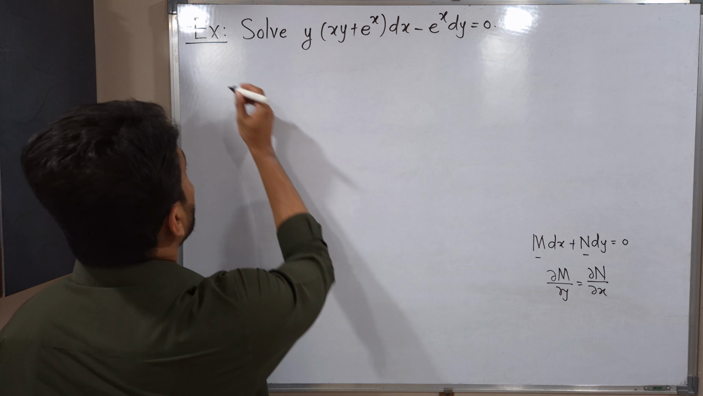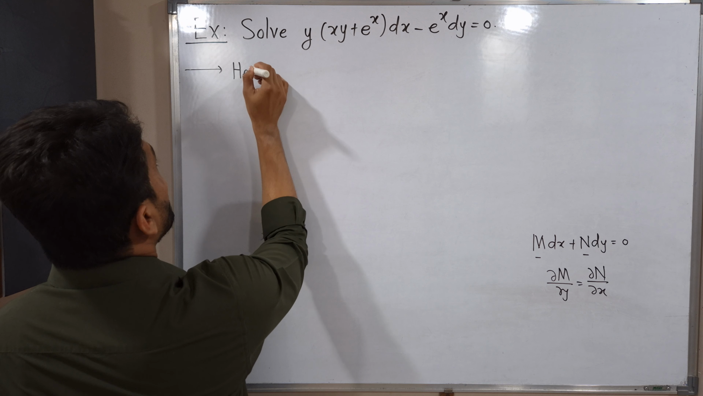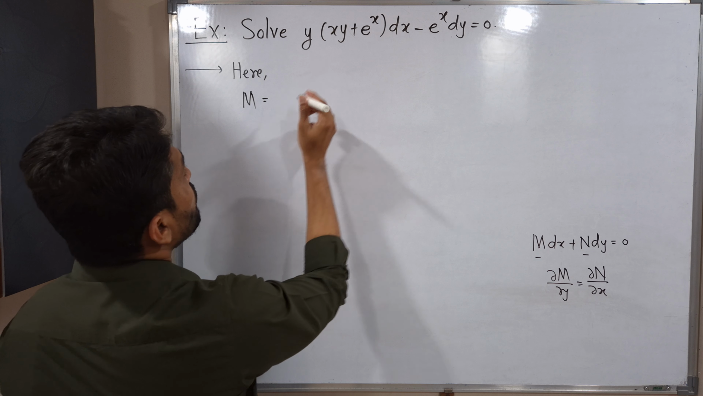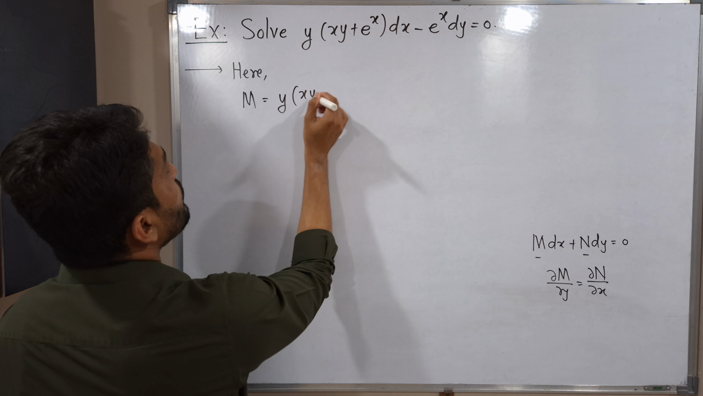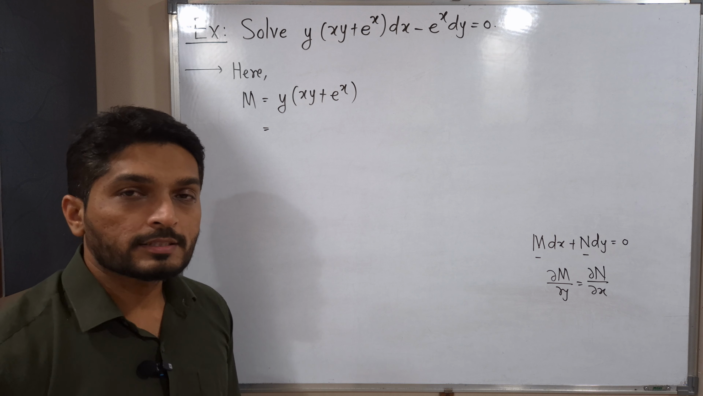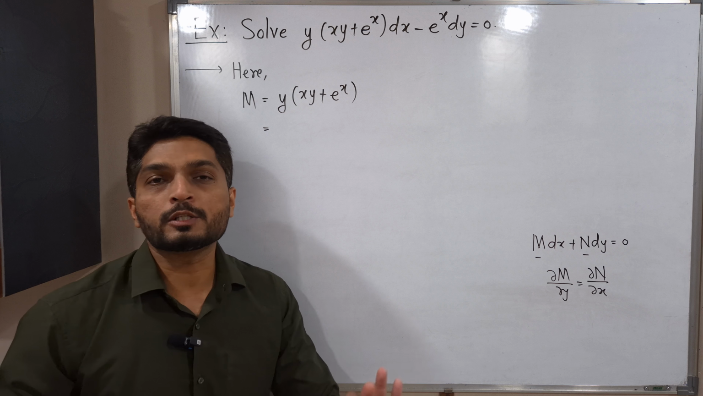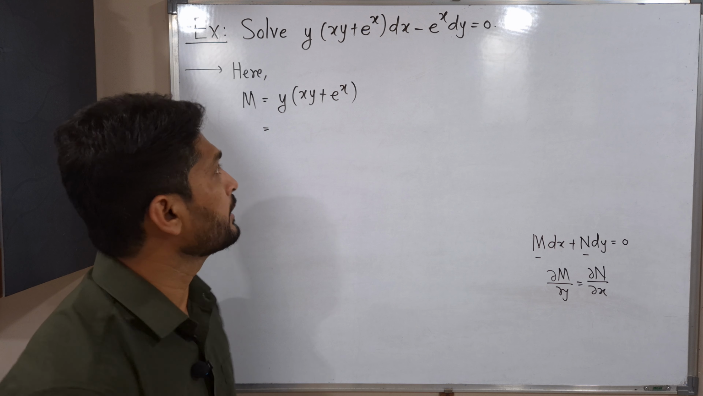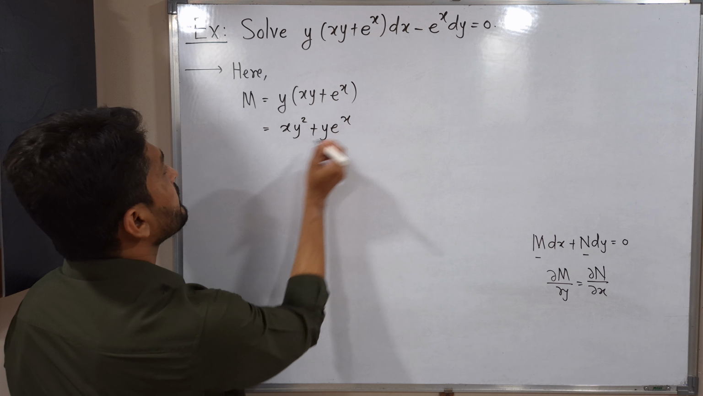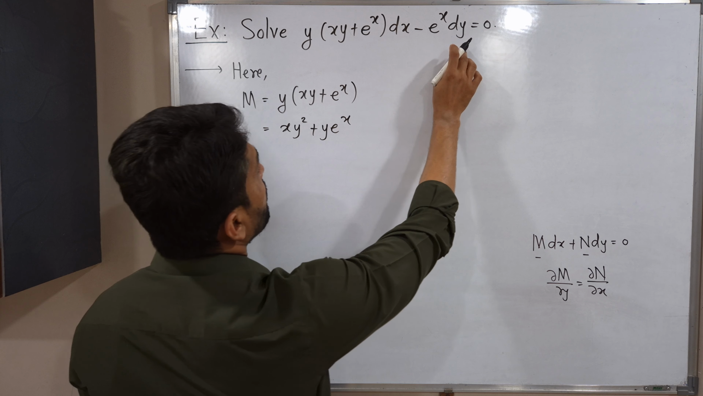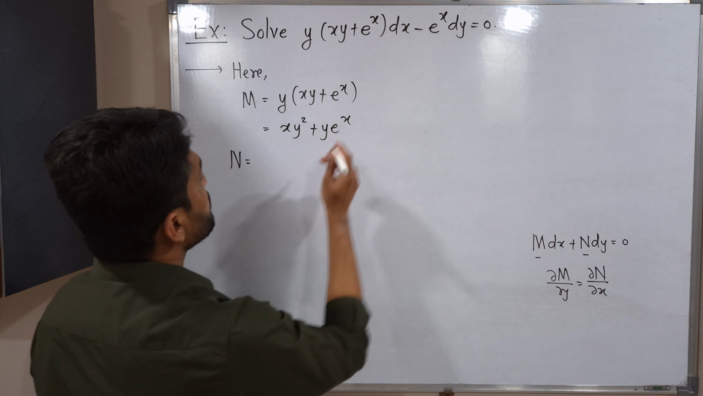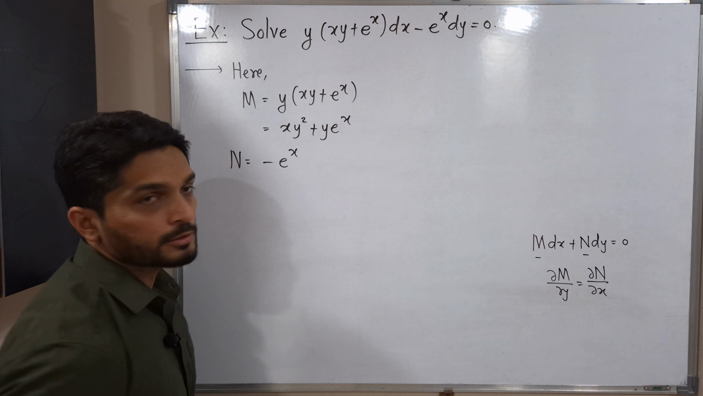Let us write the M first. Here M means the multiple of dx. As you can see here, this is our M. What is our M? y times (xy plus e raised to x). You can see there is a product of this bracket with y. My suggestion is to expand the bracket and separate the terms, it is quite easy to differentiate and integrate then. So multiplying, we get xy square plus y e raised to x. This is our M. N is the multiple of dy. In the standard format we have a plus sign, but here we got a minus sign, so we should consider that sign: minus e raised to x.